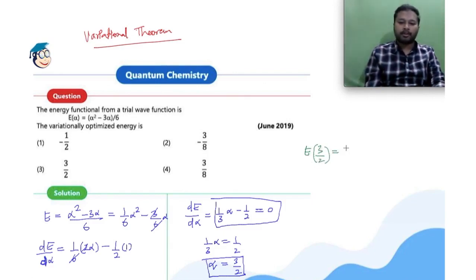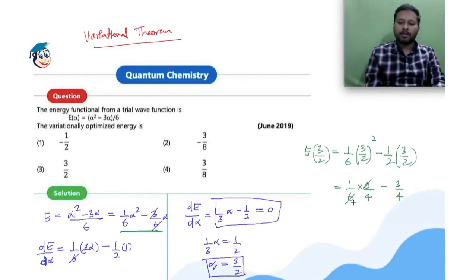I'm going to use this equation. So this will be 1 by 6, alpha is 3 by 2 squared, and minus 1 by 2 into alpha, which was 3 by 2. When I solve this, it is going to be 1 by 6 into 9 by 4 minus 3 by 4. So I can just simply solve it.